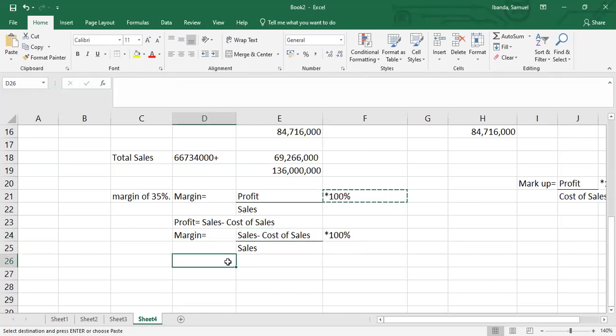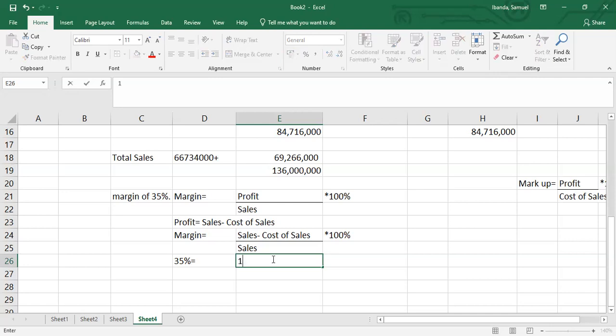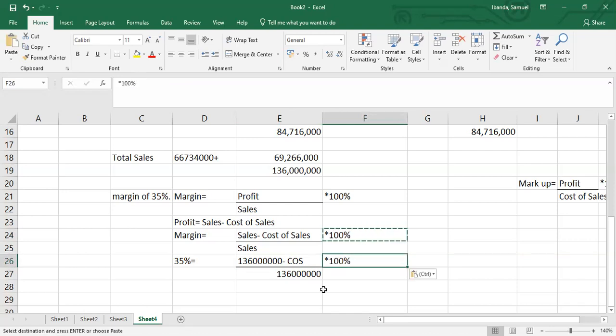Now, in this question, I have my margin, so I have 35%. This 35%, they're telling me, is equal to sales minus cost of sales, divided by sales, times 100%. My sales, I got 136 million. I'm now replacing the figures: 136 million minus my cost of sales. I don't know my cost of sales, so I'll just denote it by cost, divided by 136 million, times my 100%, like that. Mathematicians I know are following.